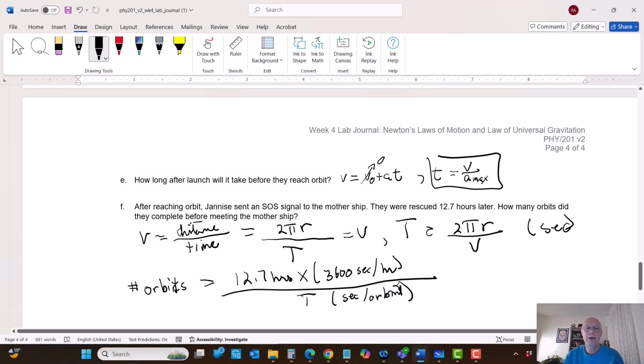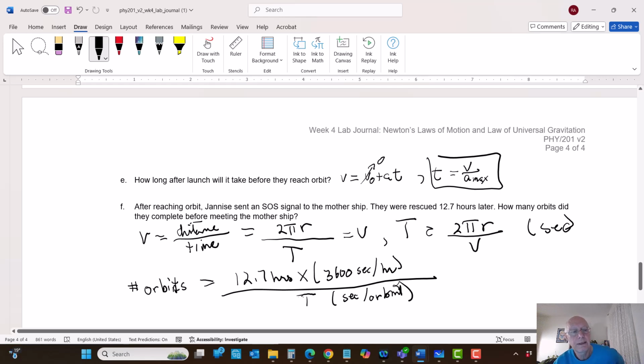Okay, to save some time, I went ahead and wrote in the formulas here. So, how long after launch will it take to reach orbit? Well, I just have the kinematic equation for velocity. And again, since the initial velocity is 0, we can solve for the time from that. It's just the final velocity or orbital velocity divided by the acceleration. Okay, that gives you the time, in seconds. After you reach orbit, you have to wait for the mothership to come along, and that happens in 12.7 hours.